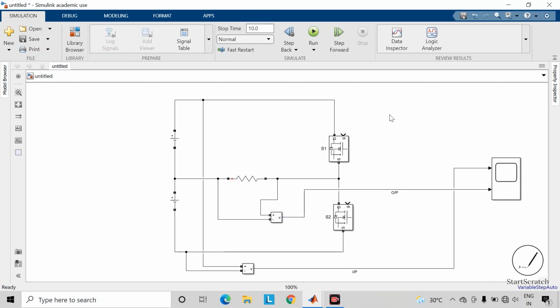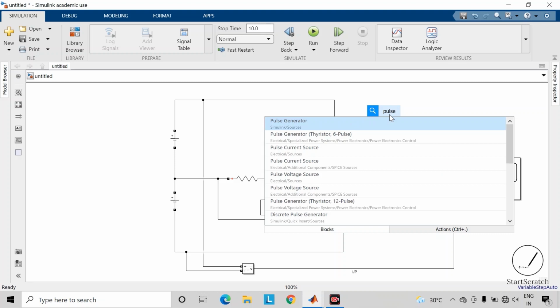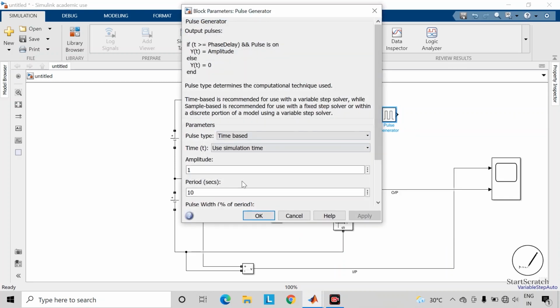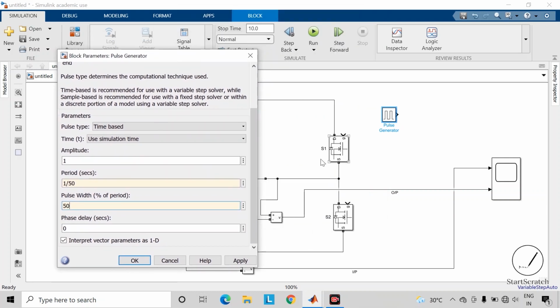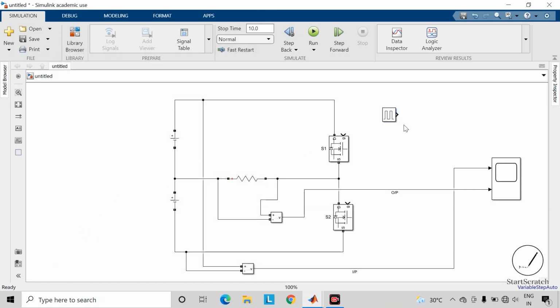Now take a pulse generator block. Open this block, and here we will change this period to 20 milliseconds if we are going to consider the frequency of 50 Hz. So we can write this period as 1 divided by 50 Hz. We will change this pulse width to 50% because we want this switch S1 to conduct for 50% of the time, and we will not apply any phase delay for this switch S1. So now connect this pulse generator block to this gate terminal of the switch S1.